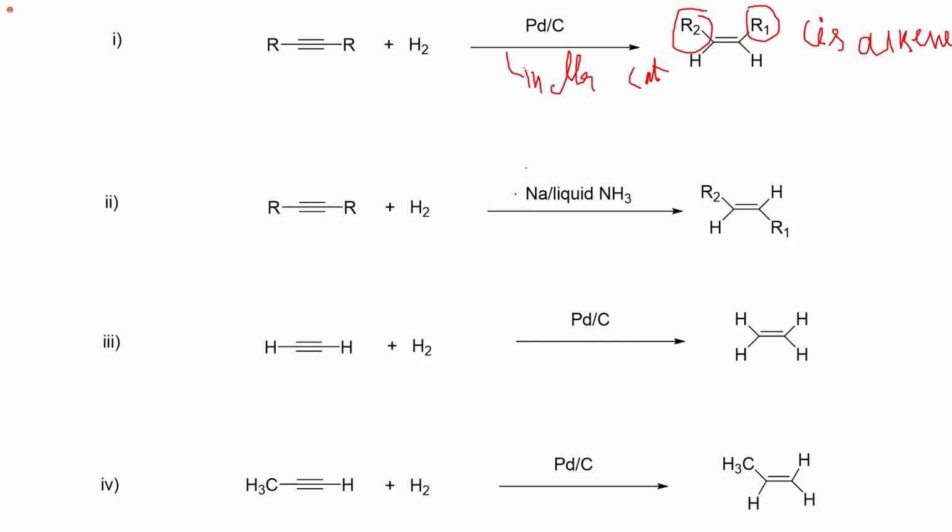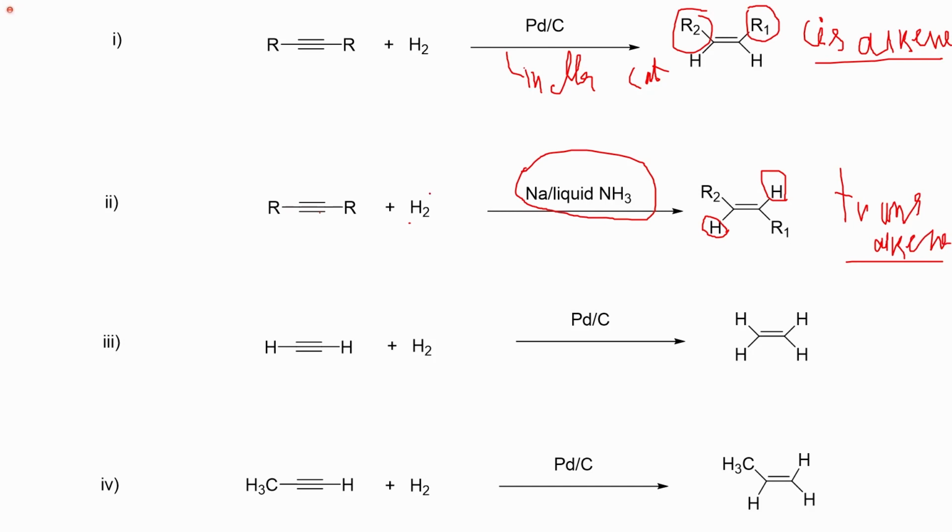Now if you use sodium and liquid ammonia, what will you end up getting? The hydrogens will be opposite to each other, the opposite isomer. In the previous case, if you use the Lindlar catalyst, you get the cis alkene. When you use sodium and liquid ammonia, you get the trans alkene. This is called trans alkene.